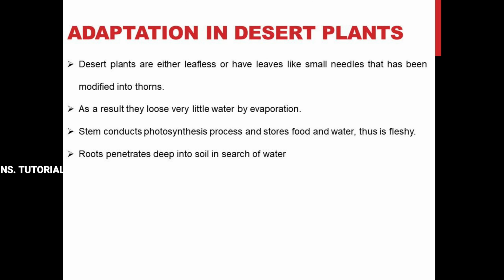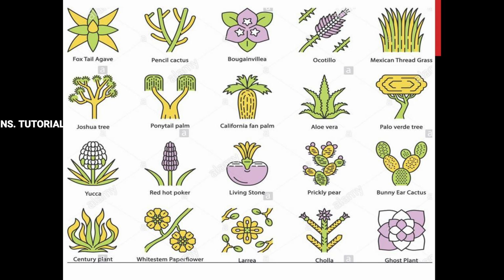Adaptation in desert plants. Desert plants are either leafless or the leaves are like small needles or have been modified into thorns. As a result, they lose very little water by evaporation. The stem stores water and food and is therefore fleshy. The stems are green as they perform photosynthesis in the absence of leaves. Their roots penetrate deep into the soil in search of water. There is a thick layer of a waxy substance on the stem of these plants too. So here is an example of desert plants.